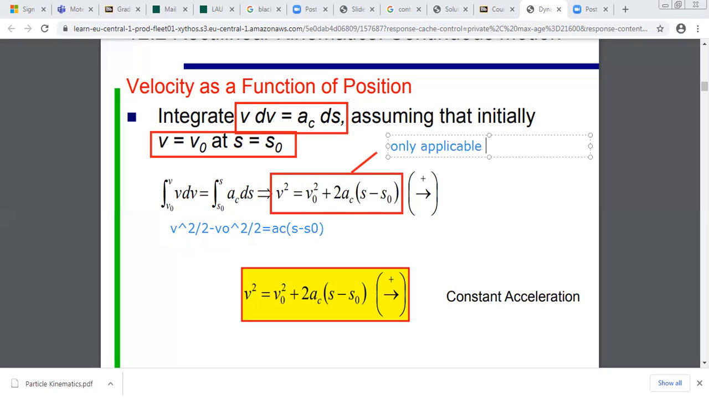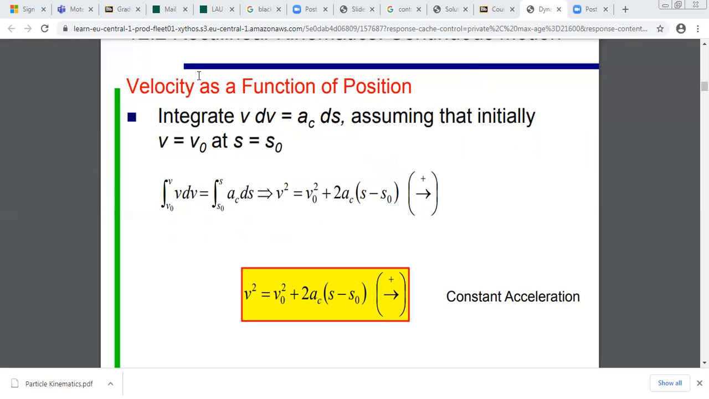Only applicable if A is constant. Okay? Why can we not apply it if A is not constant? Because look, if A is not constant, I cannot take it out of the integration, and I should find it as a function of s to be able to do the integration.